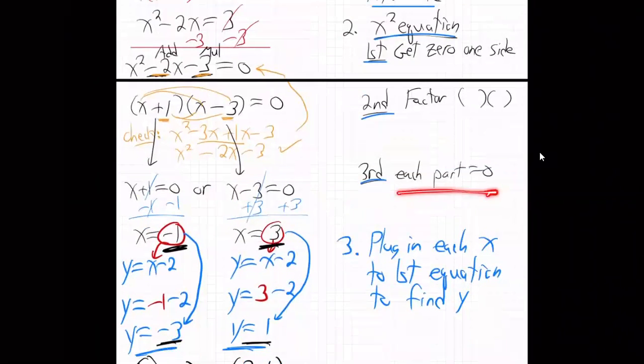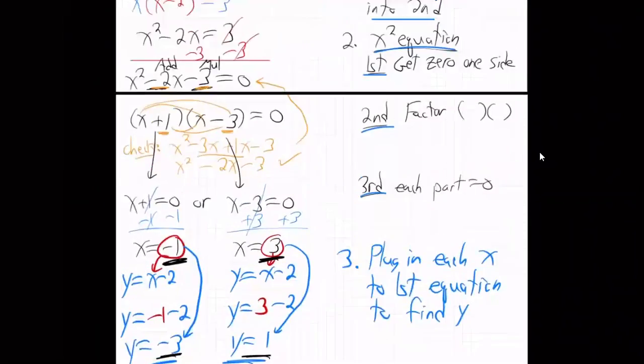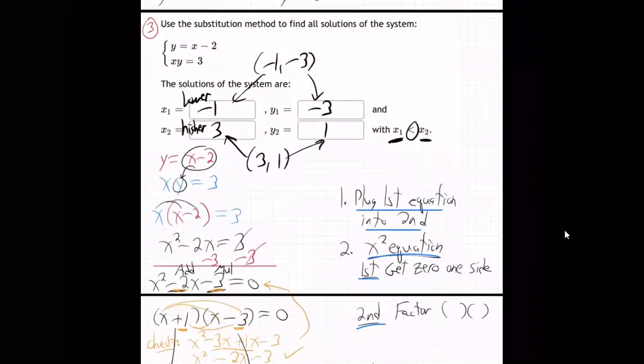And then we set each part equal to 0, because if two things multiply to be 0, either one could be 0. Solve, got two x answers, then plug each of those into the first equation. We brought down the first equation, plugged in both x's, and got y's that go with them. And so there we go.